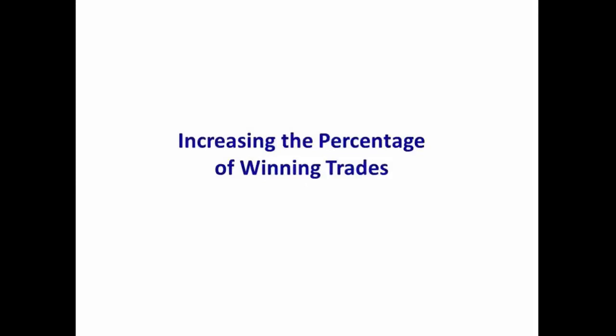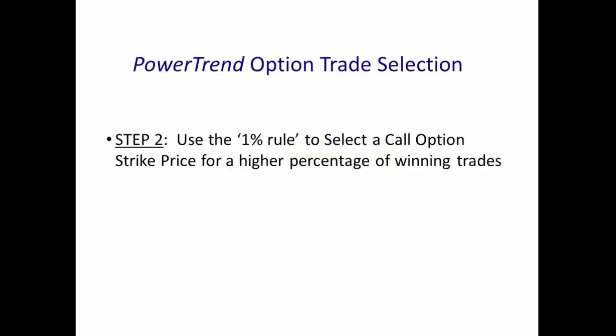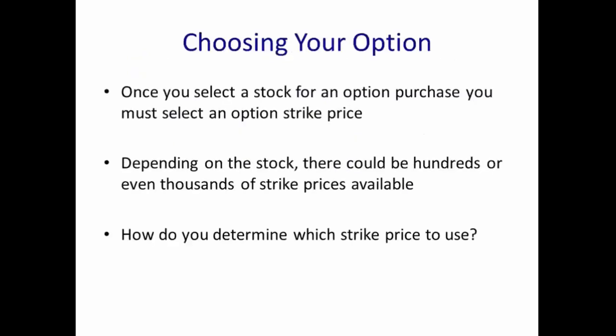Now let's talk about increasing the percentage of winning trades with our option trades. And step 2 in our power trend option trading system is to use what we call the 1% rule to select a call option strike price for a higher percentage of winning trades. And we'll show you how we do that.